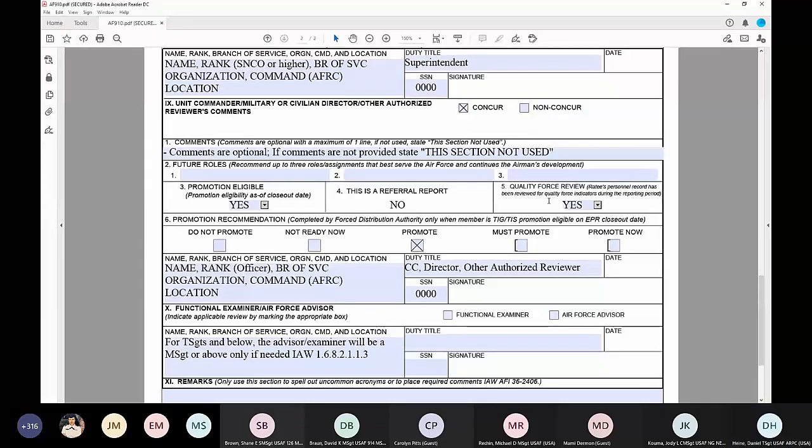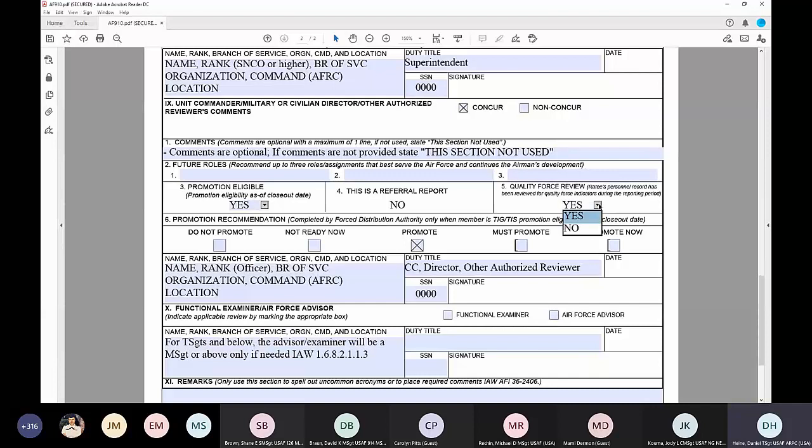Quality force review. This should be yes every single time because this ensures that the member's records have been reviewed for all quality force indicators during the reporting period. I know most units have the first sergeant doing the quality force review.